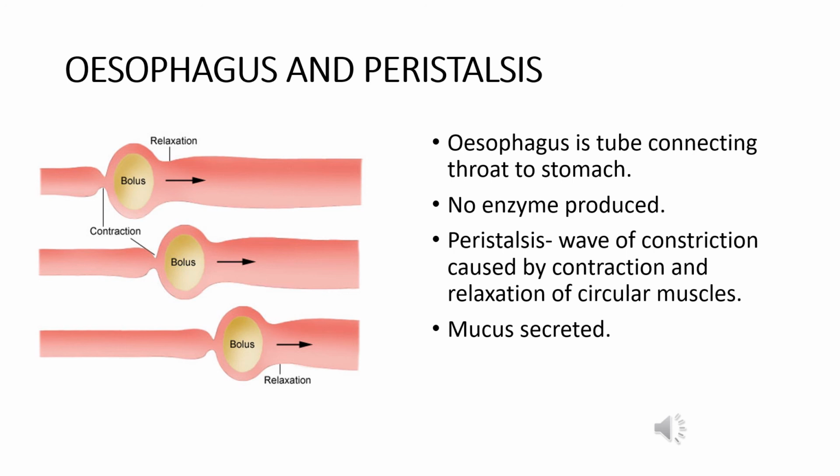Those esophageal wall circular muscles will contract at one portion, and the bolus will move forward, and the front portion of the bolus will be relaxed so that it can move forward. Again, there will be contraction and relaxation, and by this process the esophagus will move the food down from the mouth to the stomach. So the esophagus is just a tube connecting the throat to the stomach. There is no enzyme produced in this part of the digestive system.